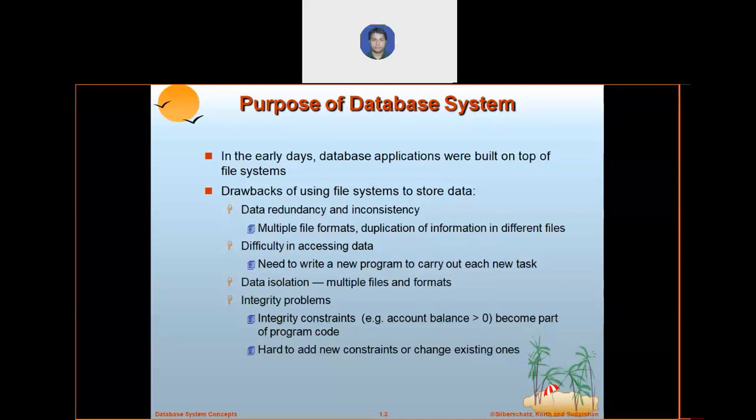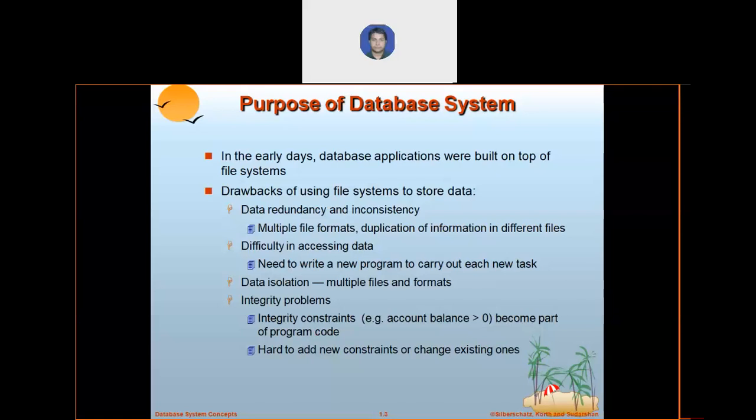Second, if some change occurs in this data, we have to update it again at many places. Suppose we want to delete that data, again we have to go to the different places and delete it. So this is the problem with data redundancy, meaning the same copy of data is available in more than one place. The second problem is inconsistency.